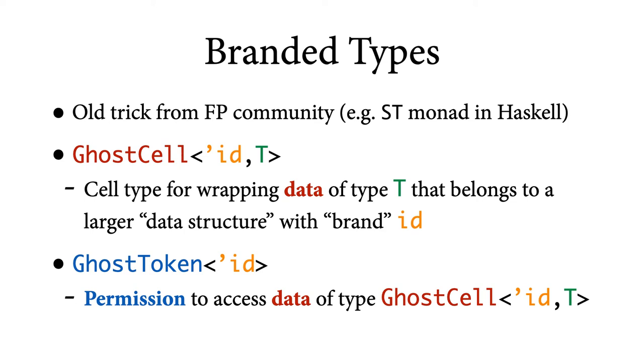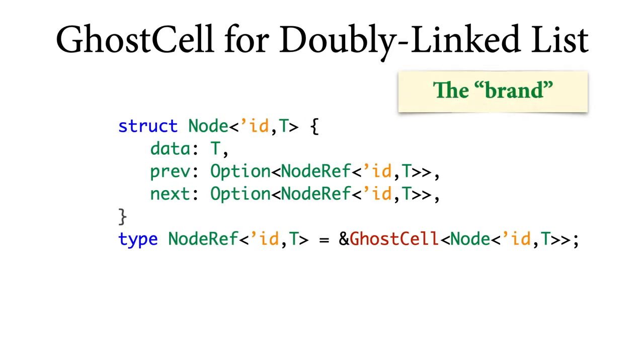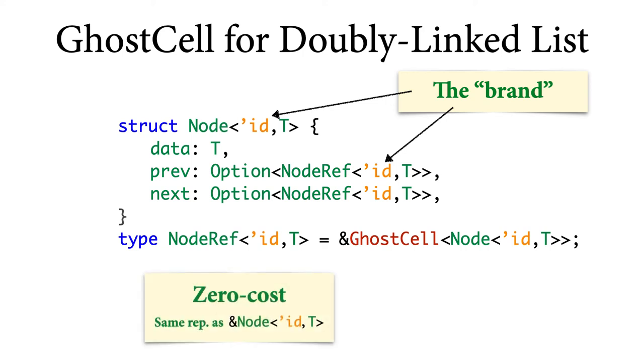To get a feel for how this works, let's look at how to use Ghost Cell to implement doubly linked lists. Here you see the type definition we showed before with RW lock. And the first thing we're going to do is replace RW lock with Ghost Cell, since that's our new cell type. We then also have to parameterize the node data type over the brand 'id, which will represent the entire doubly linked list that the node belongs to. And we just thread that parameter throughout the type definition. Lastly, note that Ghost Cell is really a zero-cost abstraction, so the runtime representation of this node ref type is the same as if we had defined it using a naked shared reference.